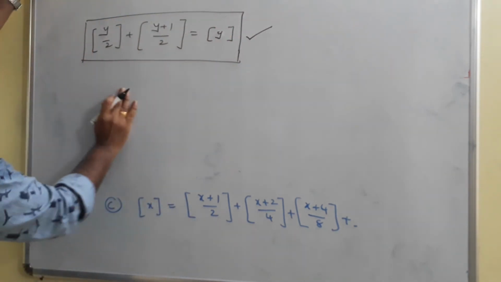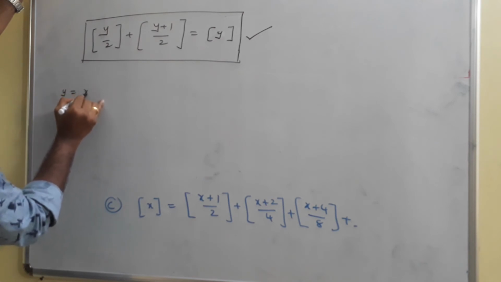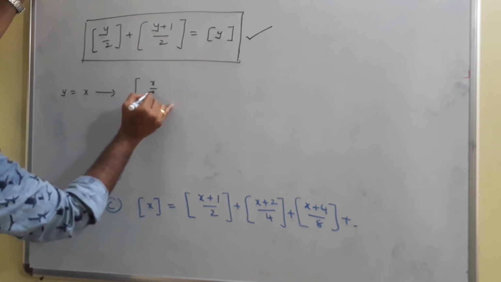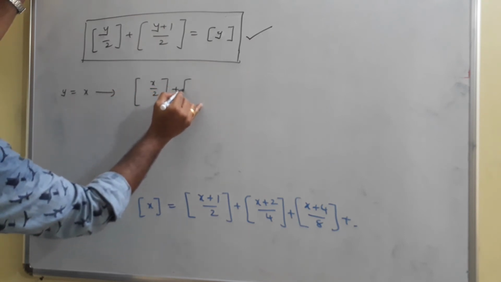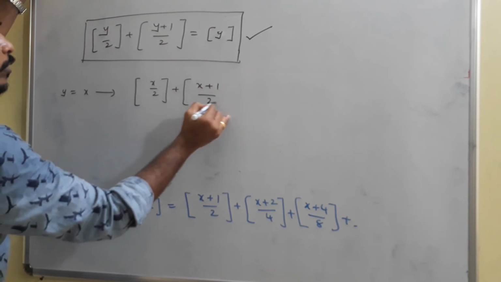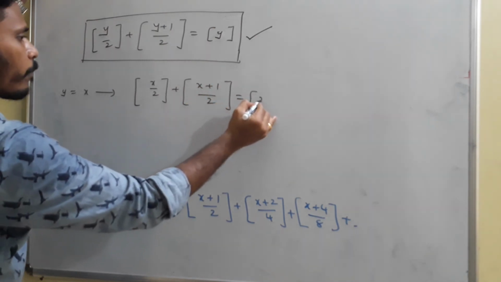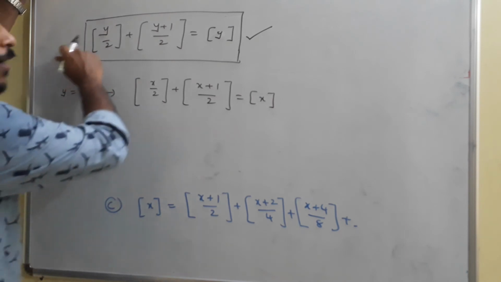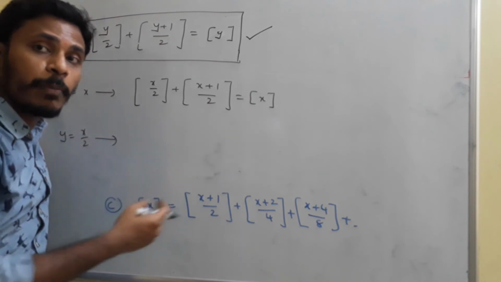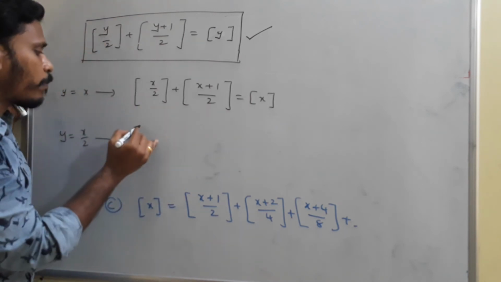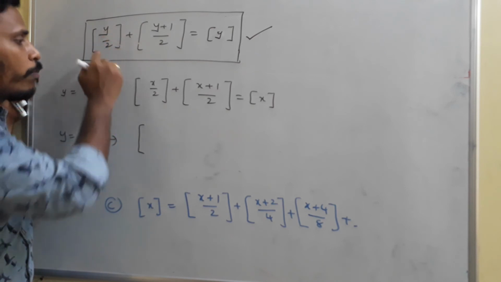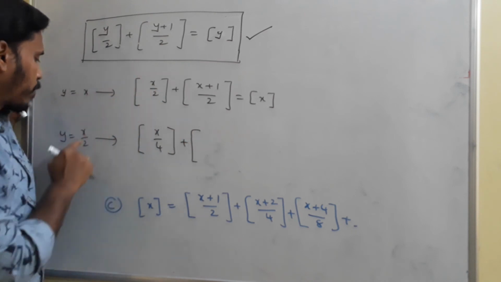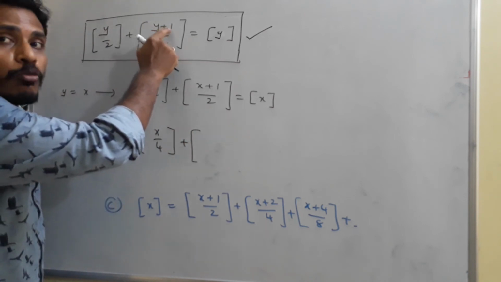Now for this, first of all take y equal to x. What we have: floor of x by 2 plus floor of x plus 1 by 2 is equal to floor x. And next, in the place of y, you just take x by 2. If you use x by 2 in the place of y, x by 2 by 2 will become x by 4, plus x by 2 in the place of y, x by 2 plus 1 by 2.